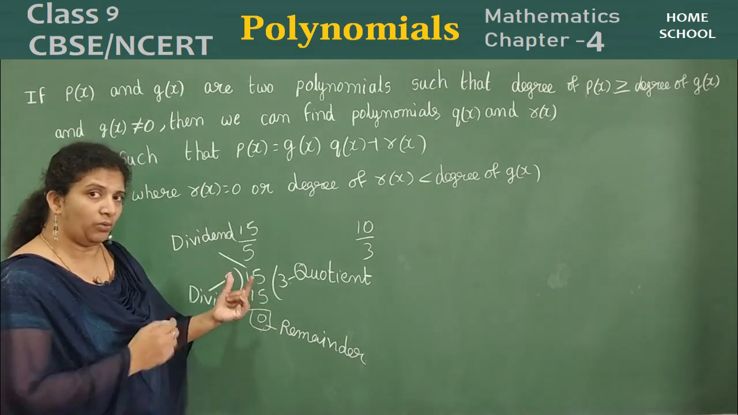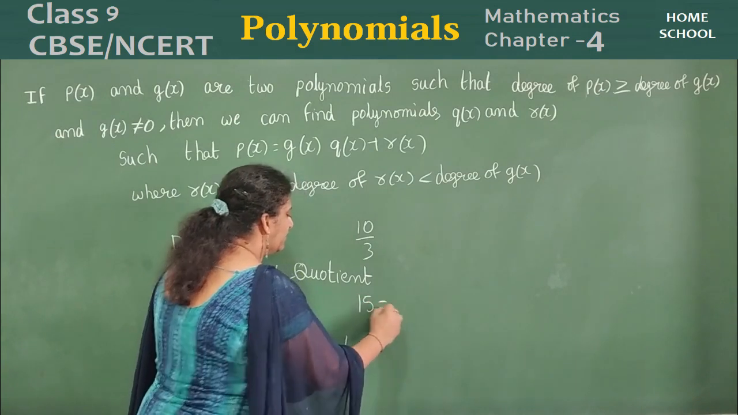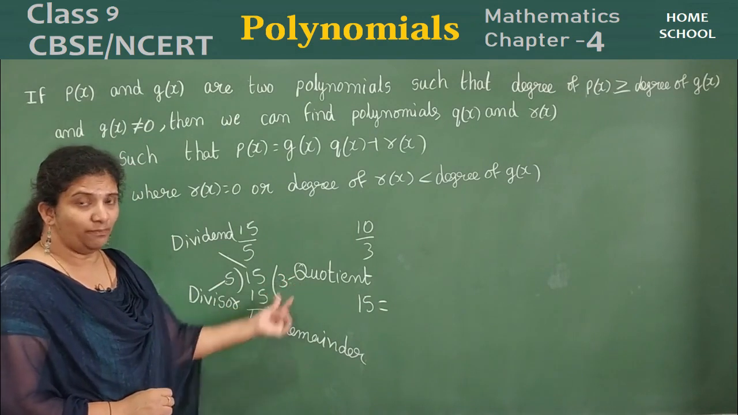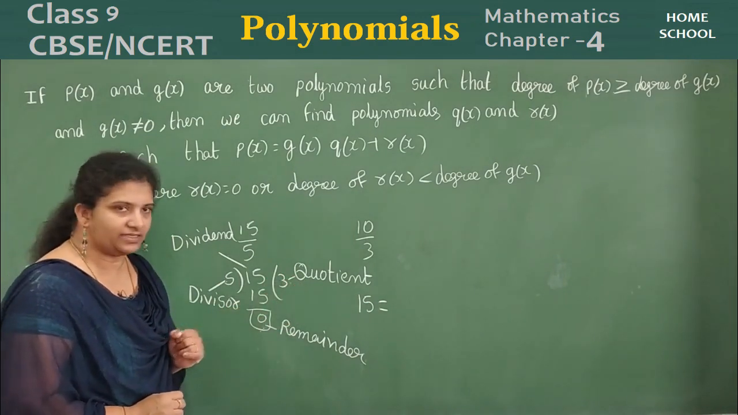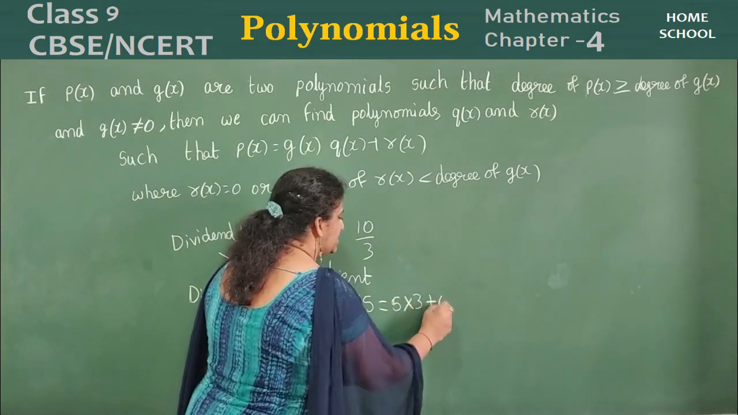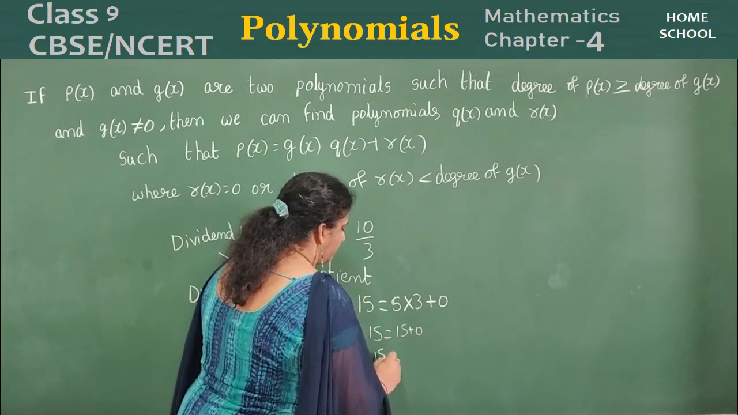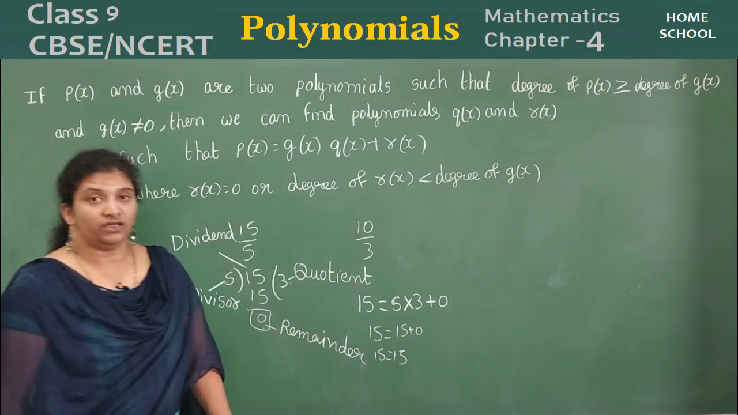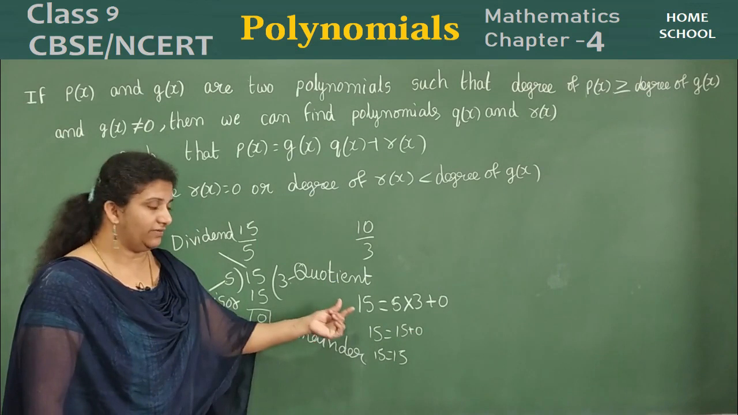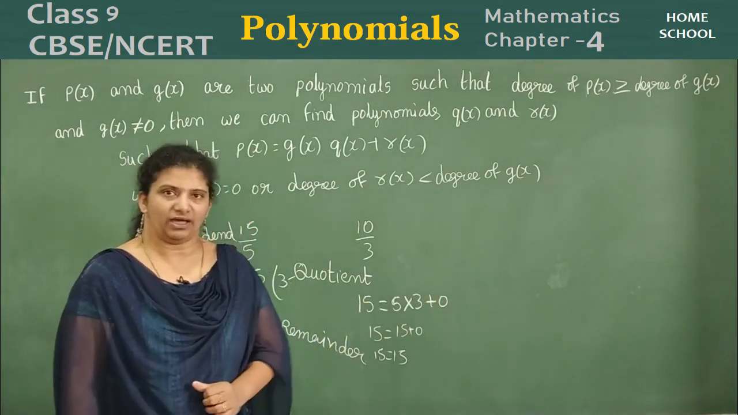So, again, how can you write this statement? Look here. What is the technique here? How do you get this 15, children? Divisor into quotient plus remainder, you get 15. Let's check it out. What is your divisor? 5 into quotient plus remainder 0. 15 equal to 15 plus 0 and 15 equal to 15. Yes, correct. How we are doing this division? How can we get here? The dividend is equal to divisor into quotient plus remainder.